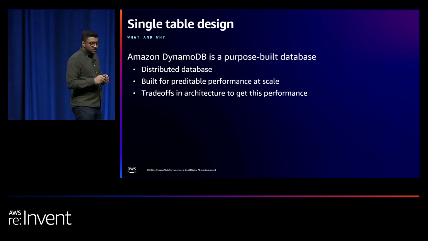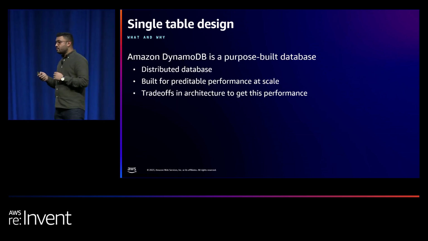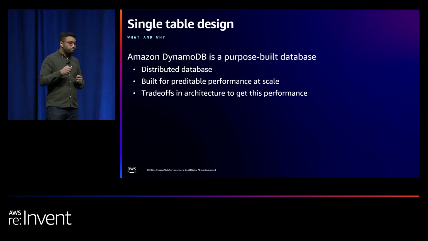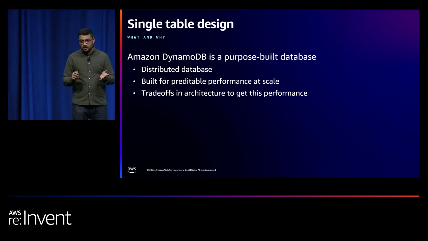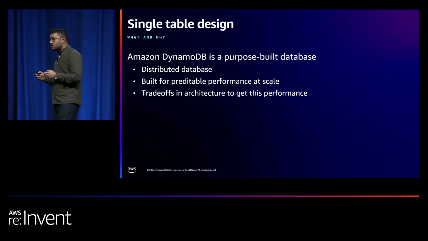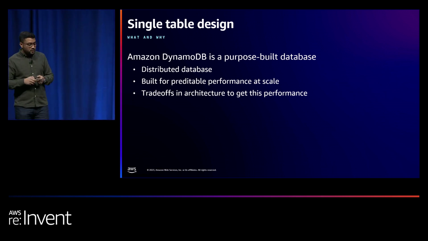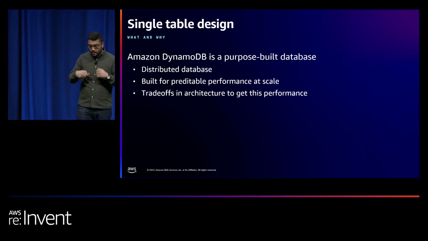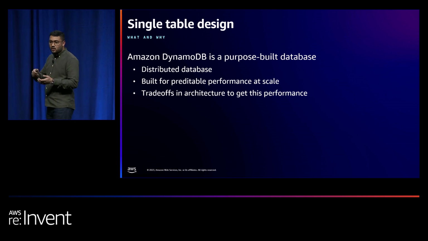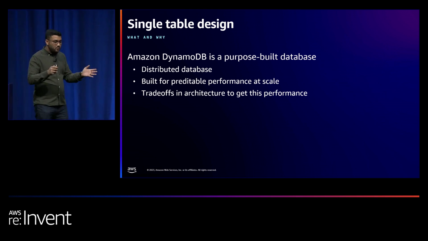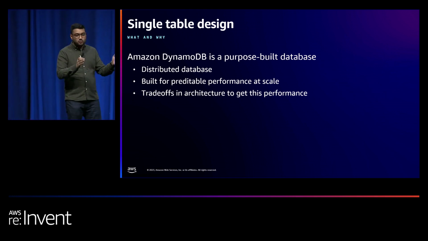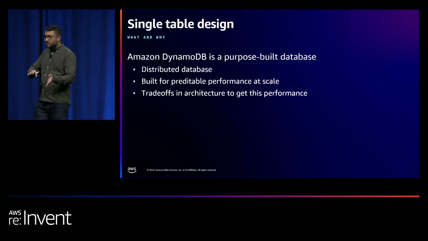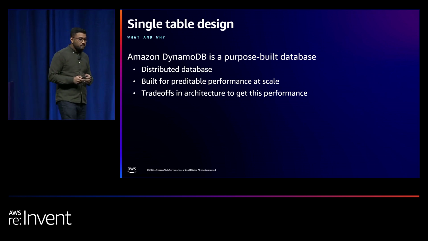So Amazon DynamoDB, as you know, is a purpose-built NoSQL database, which is a distributed database behind the scenes, which means that instead of adding more RAM and compute and beefing up your CPUs, what DynamoDB does is it adds smaller clusters and spreads them across the database. It spreads the data across multiple regions.